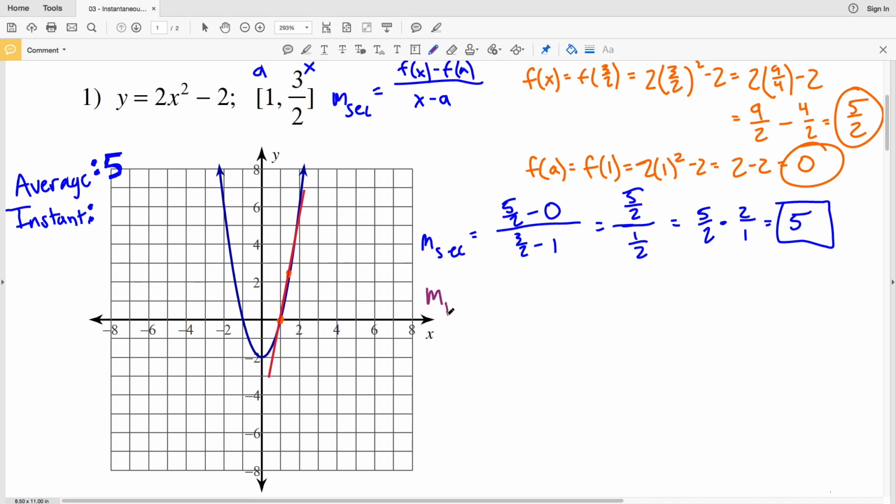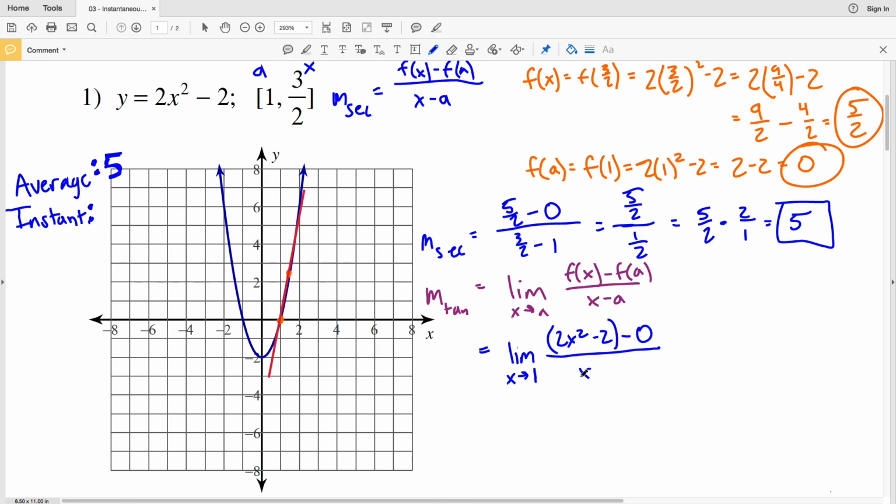And remember, the slope of the tangent line is the limit as x approaches a of f of x minus f of a all over x minus a. We're going to leave x as a variable because we're looking at it at that point a, which is 1. So the limit as x approaches 1 of f of x, which is 2x squared minus 2, minus f of a, which we calculated f of 1 to be 0, so minus 0, all over x minus a, where a is 1. So we'll have the limit as x approaches 1 of 2x squared minus 2 all over x minus 1.